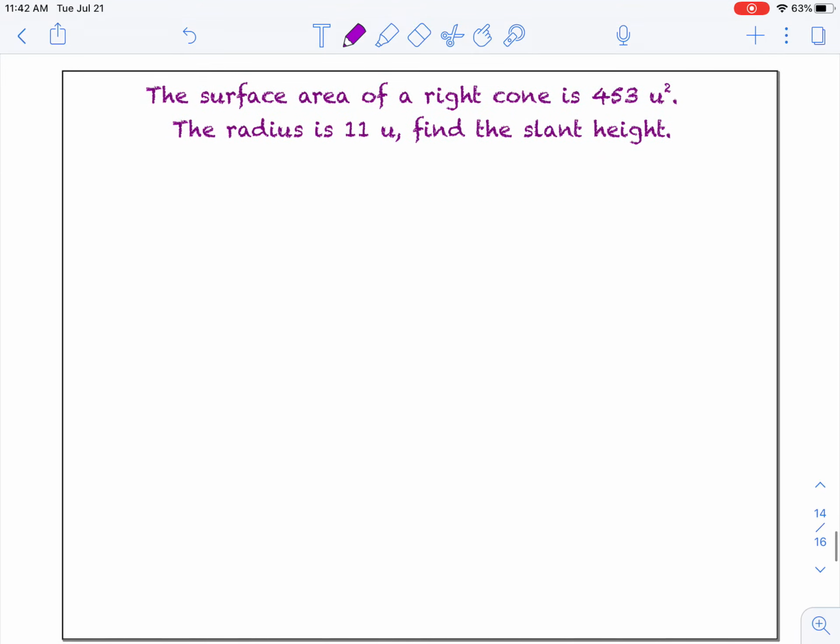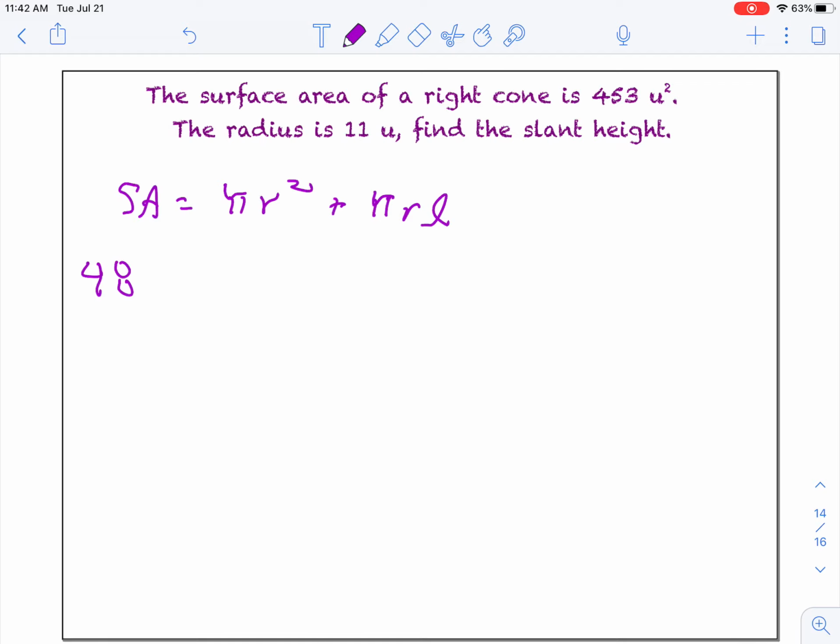We'll try one where we work backwards here. It says the surface area of a right cone is 453 units squared. The radius is 11. Find the slant height. Okay, so again, your surface area is the area of the base, which is pi r squared, plus the area of the sector, which is pi r L. So now plug in all the things you know.